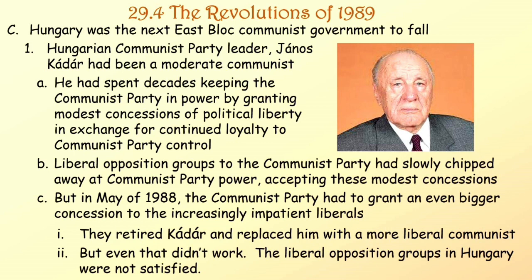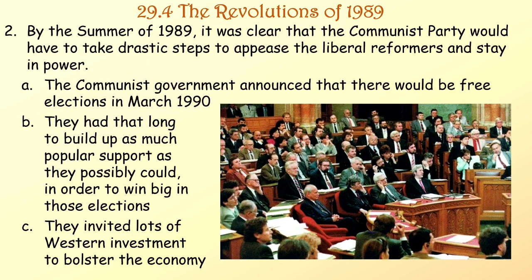But in May of 1988, the Communist Party had to grant an even bigger concession to the increasingly impatient liberals. They retired Kadar and replaced him with a more liberal communist. But even that didn't work. The liberal opposition groups in Hungary were not satisfied. By the summer of 1989, it was clear that the Communist Party would have to take drastic steps to appease the liberal reformers and stay in power.